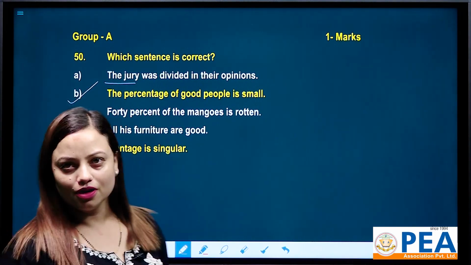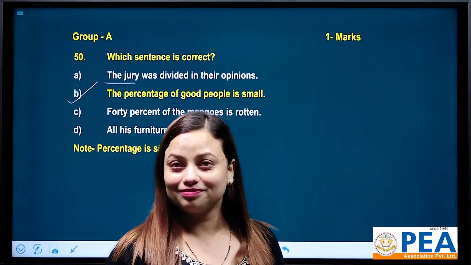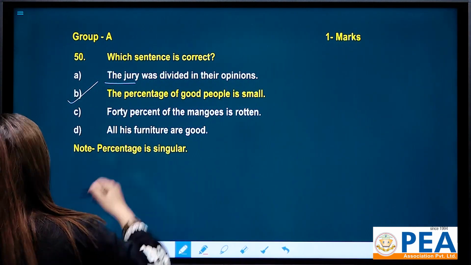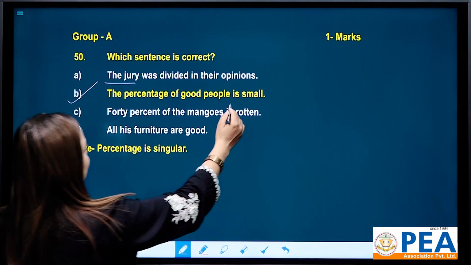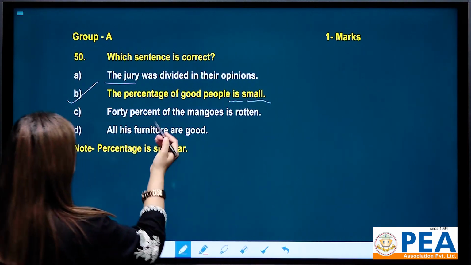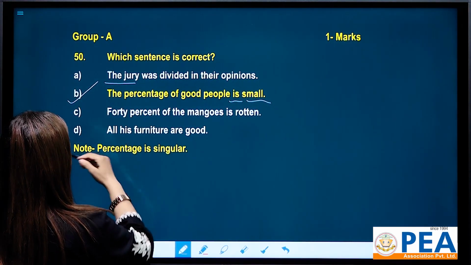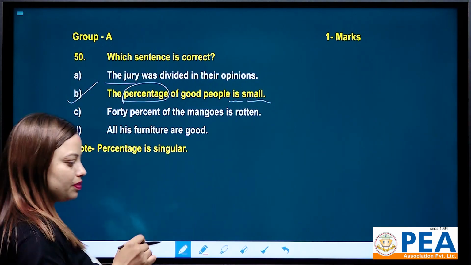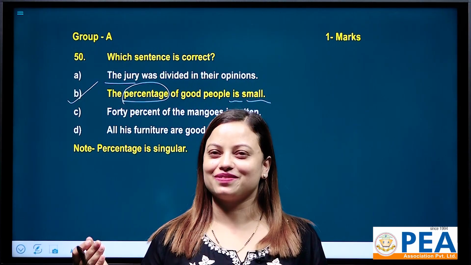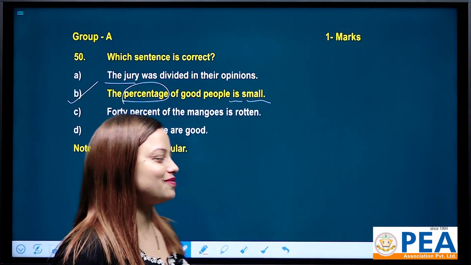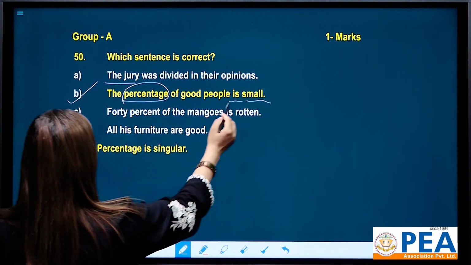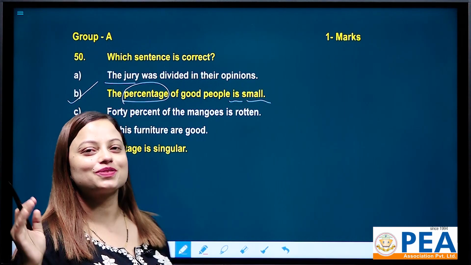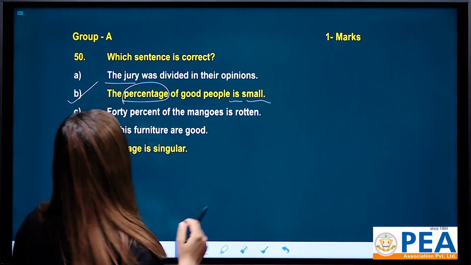Let me tell you the insight in brief. The percentage of good people is small. Let me show you the subject at first. Here percentage is your subject. Percentage is always singular and a singular subject takes a singular verb. That's why here is is correct. So this sentence is correct.